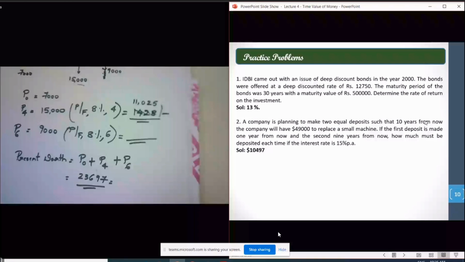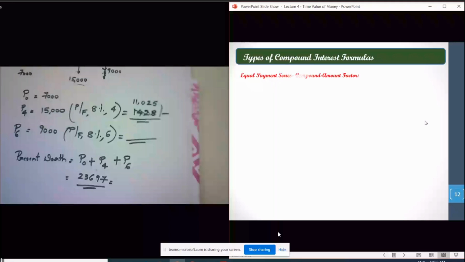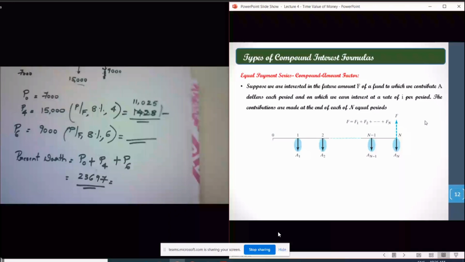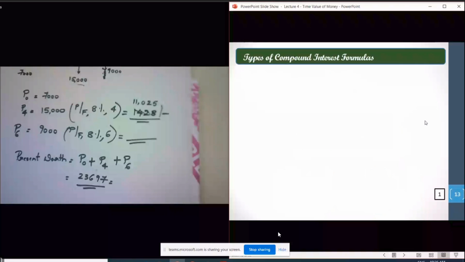Okay. The next topic we will move on to is annuity factor, that is called the equal payment compound series compound amount factor. Here we have the derivation, which I will skip for the time being. When you get the slides, which will be forwarded to you, you can see those derivations. So I will quickly move on to the cash flow diagram.